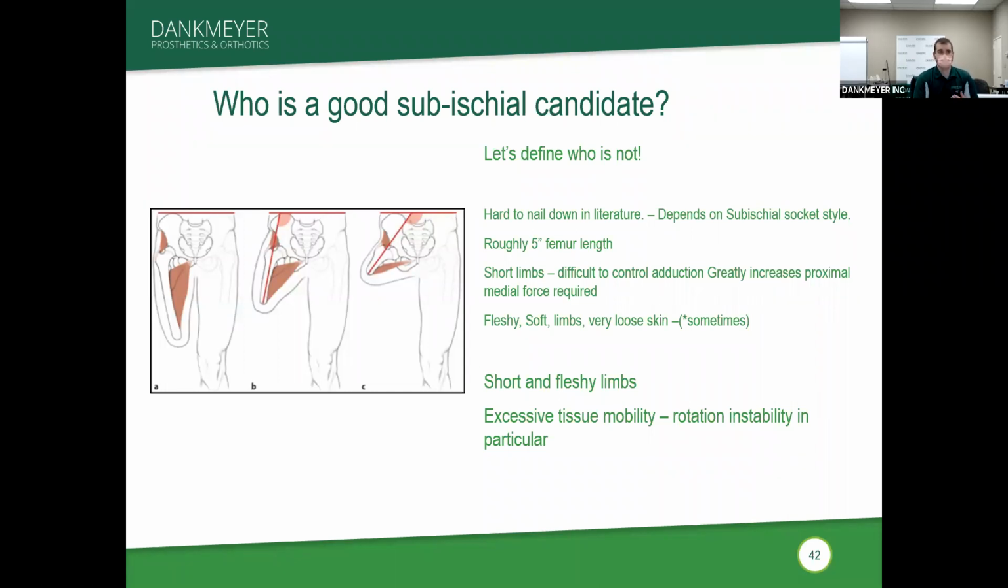So short residual limbs don't really work with subischial sockets. Roughly 5 inches. Any shorter than that is really tough. And then really, really soft limbs or limbs that do not have myodesis, myoplasty, it's really tough to stabilize everything.